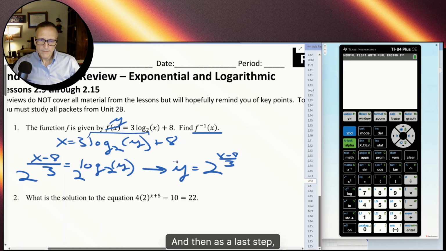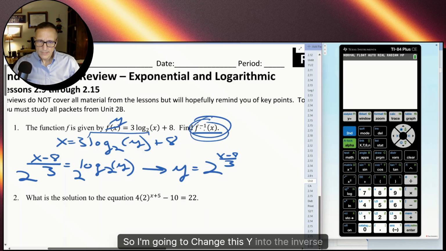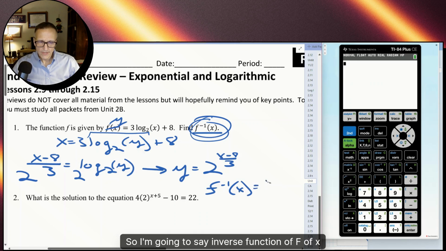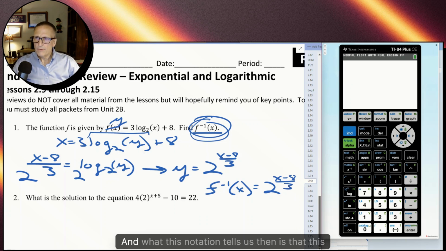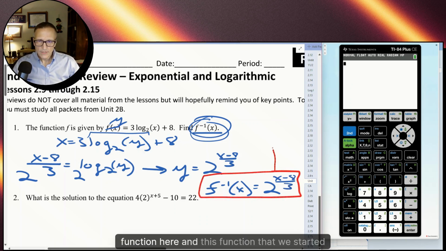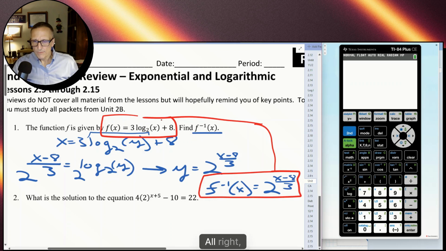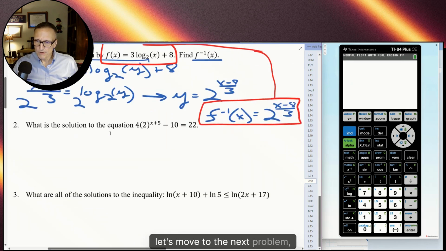And then as a last step, I do want to use the proper notation. So I'm going to change this y into the inverse function notation. So I'm going to say the inverse function of f of x is 2 raised to the (x minus 8) over 3. And what this notation tells us then is that this function here and this function that we started with up here are inverses of each other. All right, let's move to the next problem, number 2.